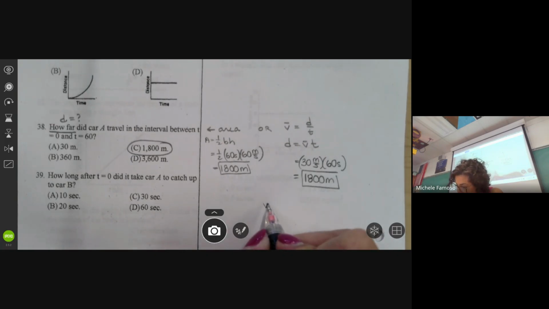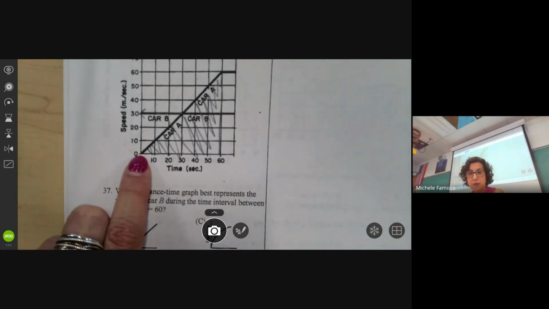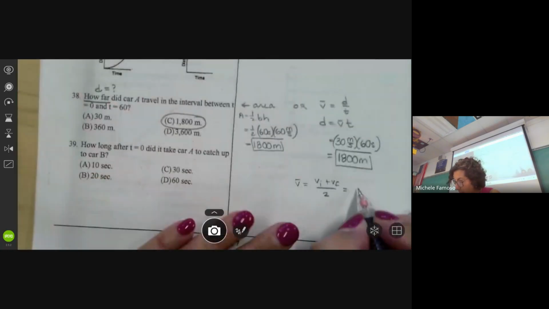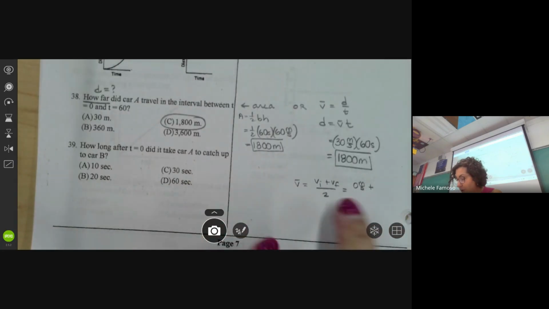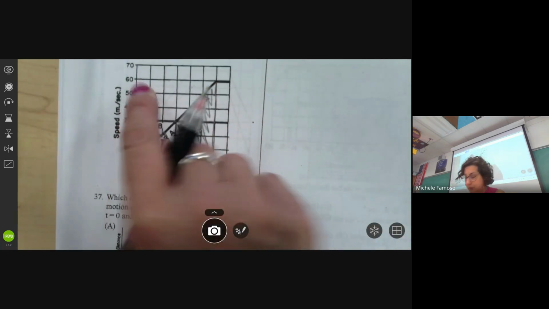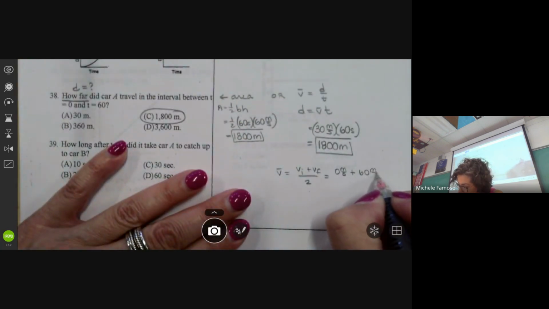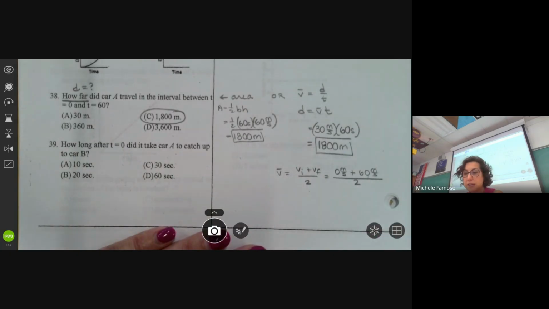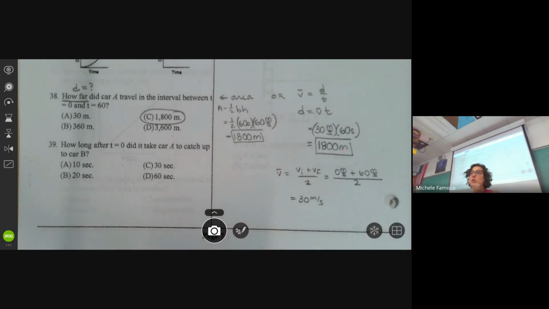The other way to get that average speed would be to do VI plus VF over 2. The initial speed would be the speed at time 0, which is 0 meters per second. The final speed would be the speed at 60 seconds. 60 up and over, I see 60 meters per second. What's the average of 0 and 60? 30. Isn't that what I plugged in right there? So there's a lot of different ways to get these answers. Make sense, Braden? Yeah. Okay. For multiple choice, you can pick which way you want to do it, because I'm only going to look at your final answer.